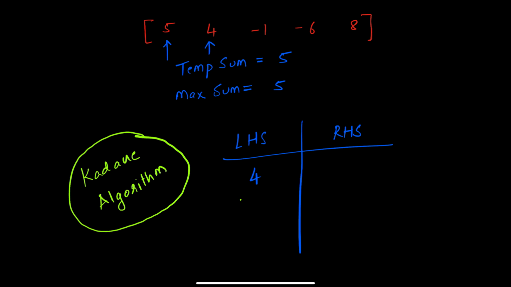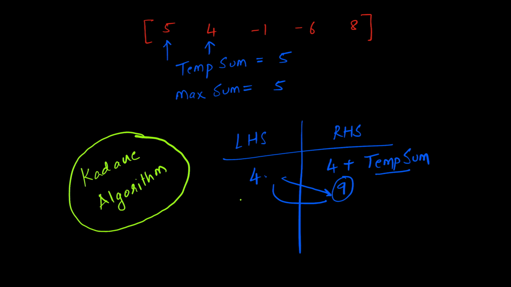We'll use the formula that we discussed earlier, where we'll compare 4 with the sum of 4 and the existing subarray total, that is temp sum. As the temporary subarray sum value is 5, the sum will be 9. After comparing 4 and 9, as 9 is greater, it makes sense to include 4 in the existing subarray. So we will update the temporary sum and the max sum to the new values, which is 9.